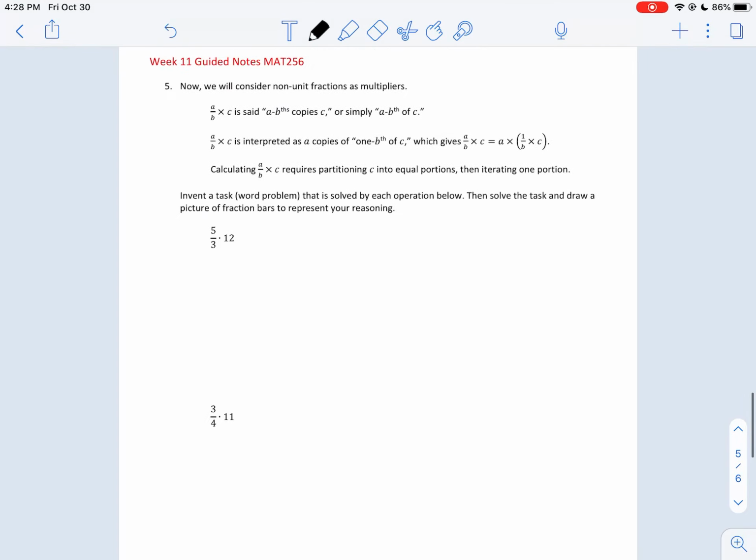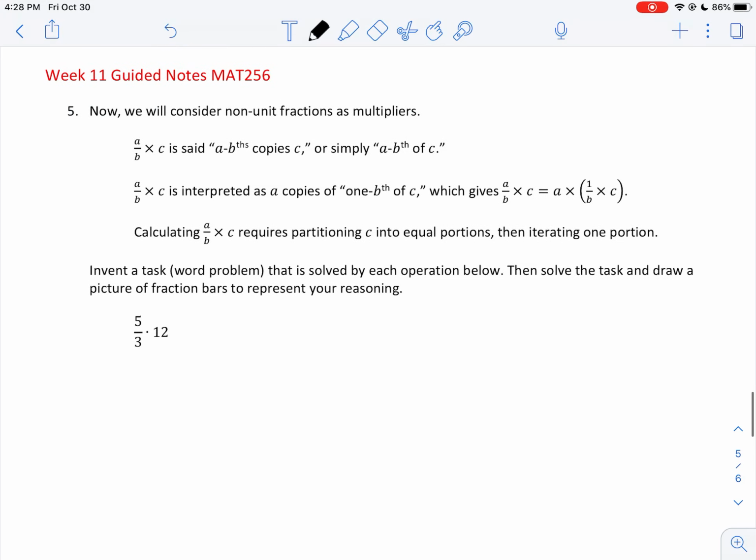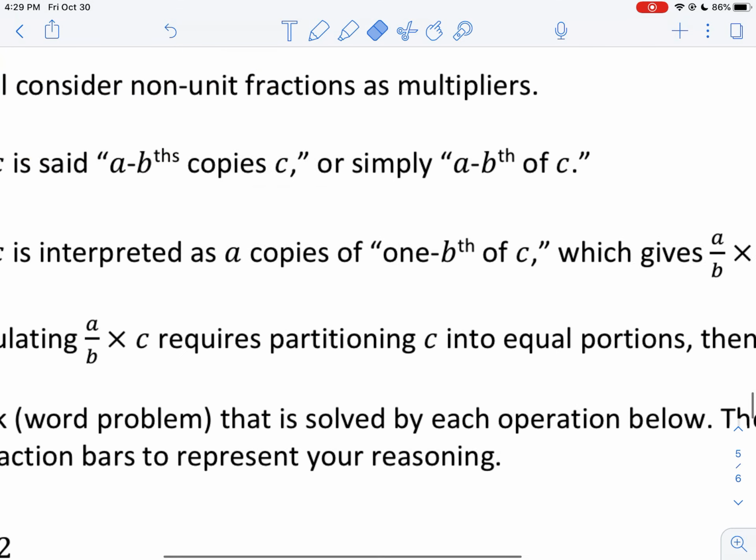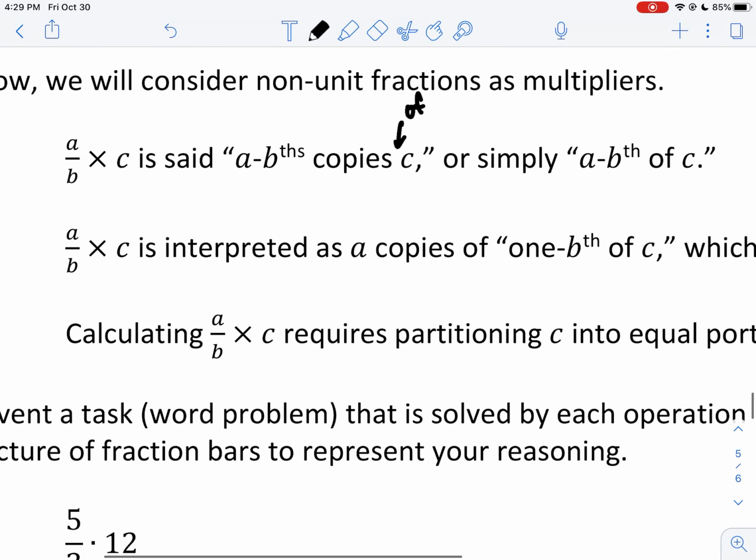Number 5, let's consider a non-unit fraction as the multiplier. Okay, so when you have a non-unit fraction as a multiplier, we read this as a bth's copies of c. And I should have put the word of right there. A bth copies of c. Or you can simply say a bth of c. So if this was 2/3 times 5, I would say 2/3 of 5. Or 2/3 times 5. Or 2/3 copies of 5.